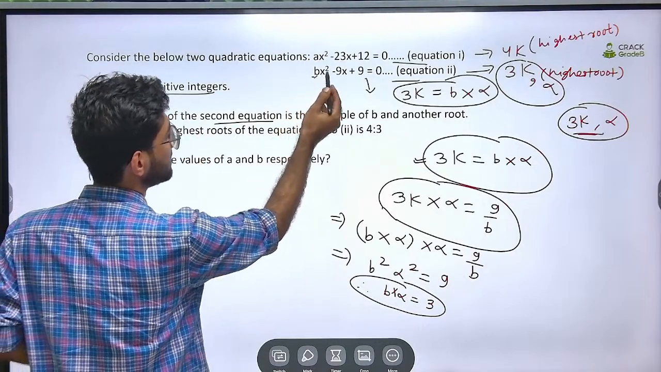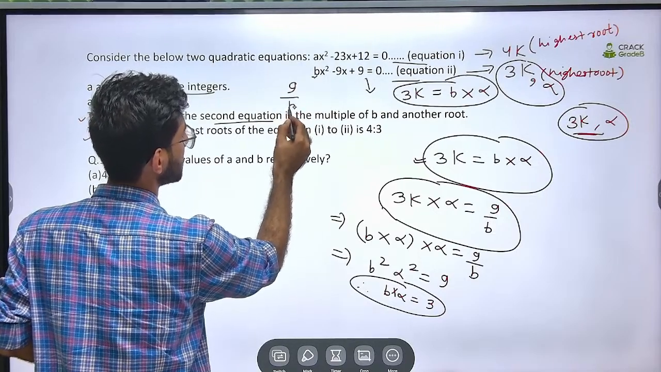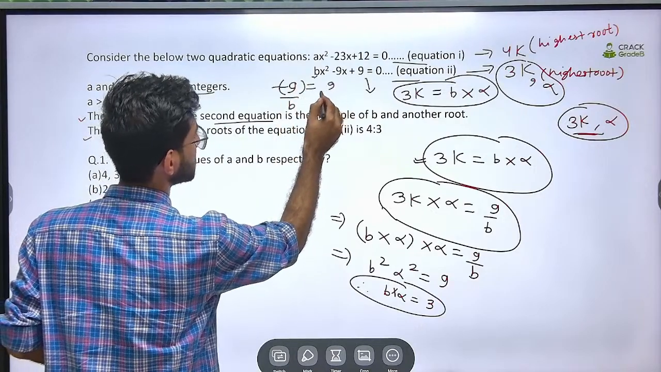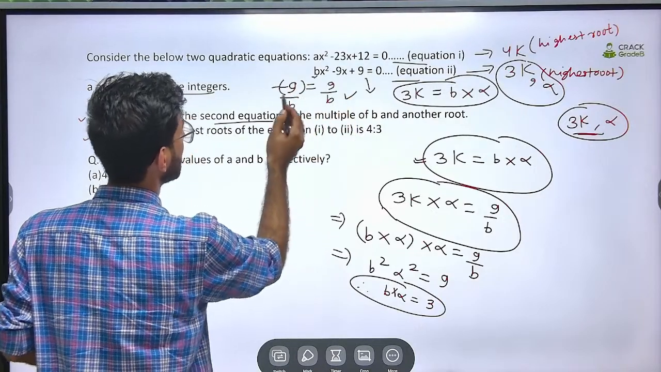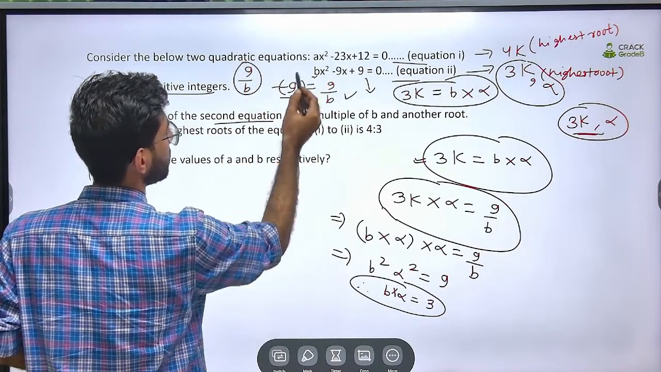If b is a positive integer, look at quadratic equation 2. What is the sum of the roots? Sum of the roots is minus of minus 9 by b, so the sum of the roots is 9 by b. What is the product of the roots? The product of the roots is 9 by b.